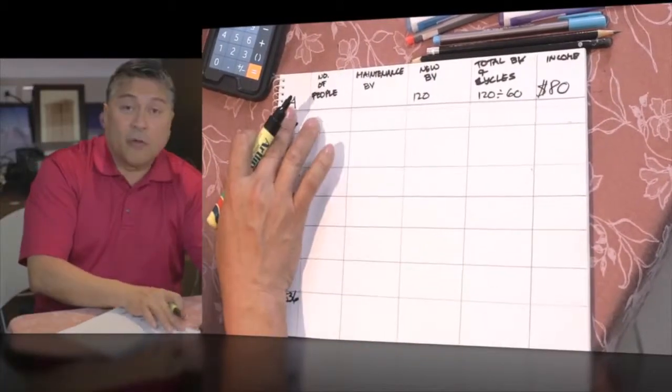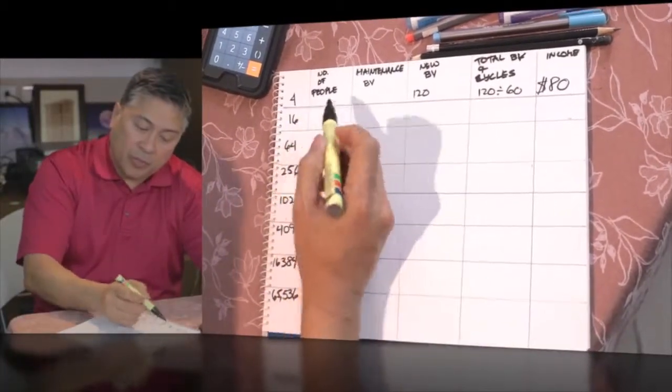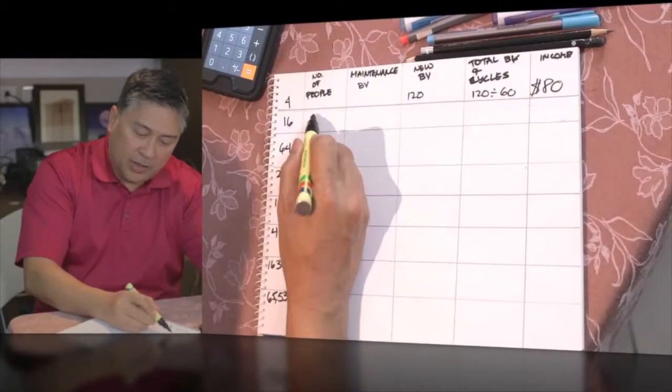The next month, the 4 will bring in the 4. So the number of people in your network at that point is 4.